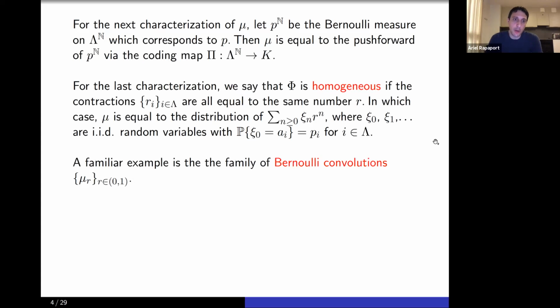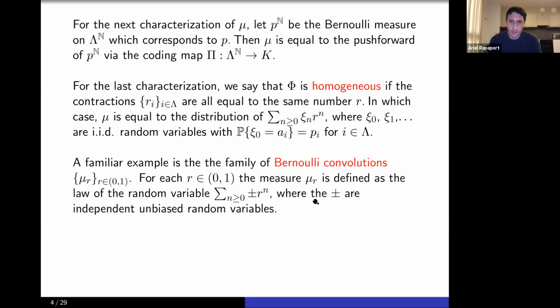So a well-known example of such self-similar measures, which correspond to homogeneous function systems, is the family of Bernoulli convolutions, mu R. It's a family of measures, so for every R between 0 and 1 there is such a measure. Mu R is defined as the law of this random variable, this infinite sum, where the plus-minus signs are independent, unbiased random variables. I will talk in greater detail about this family later on.